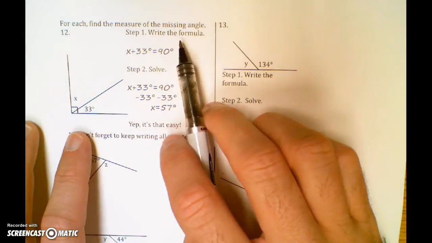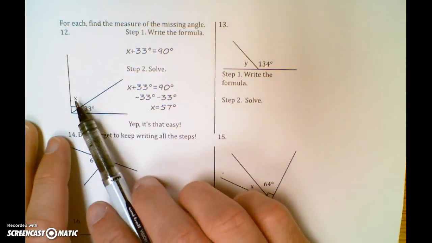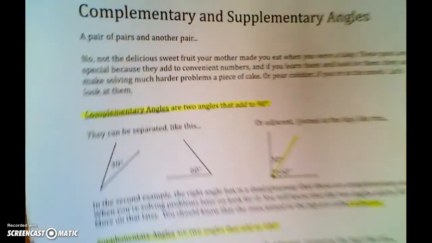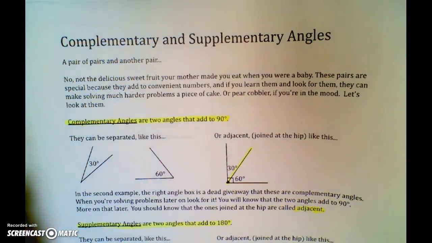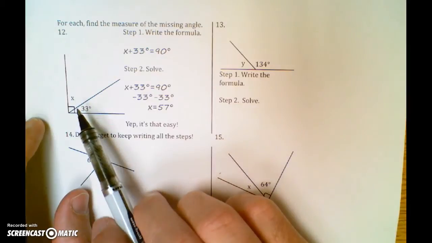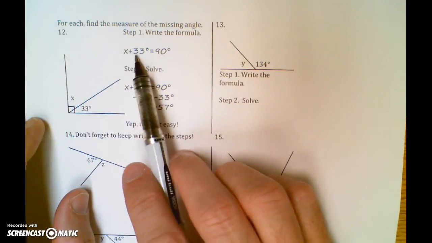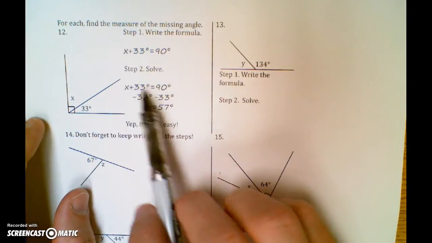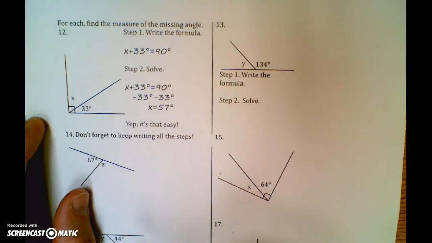The first part is to write down the relationship or the formula for the angle. So here I have two complementary angles. The definition of complementary angles, remember, if you go back to the front, is that they are two angles that add to 90 degrees. So I'm going to take my two angles here, because they're complementary because of the right angle symbol here, and just add them and make them equal 90. Now this is just algebra from last year. You solve by subtracting 33 from both sides, and you find your missing angle.